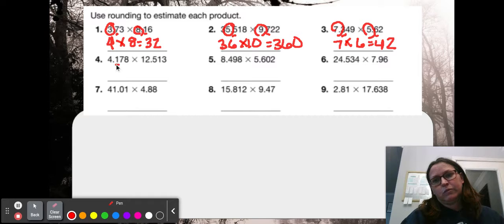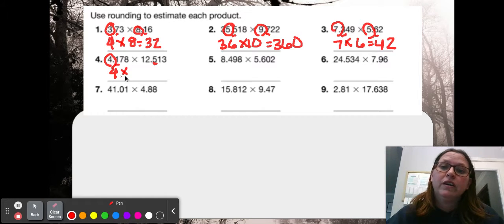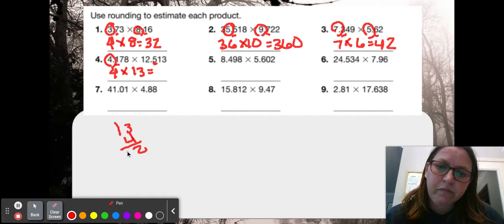Let's look at this one right here. This 1 tells me that my 4 stays the same. So 4 times, and this 5 right here tells me that my 12, raise the score, will go up to 13. 4 times 13, I don't know it off the top of my head. 52.